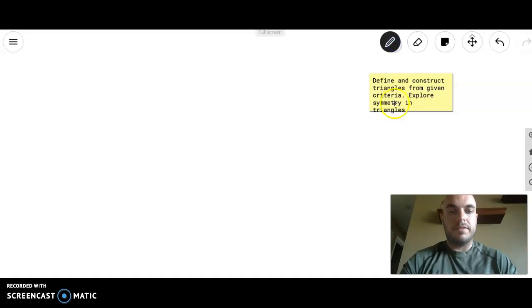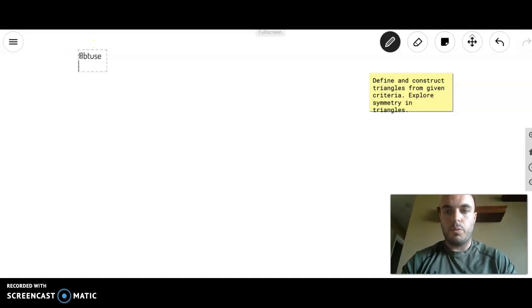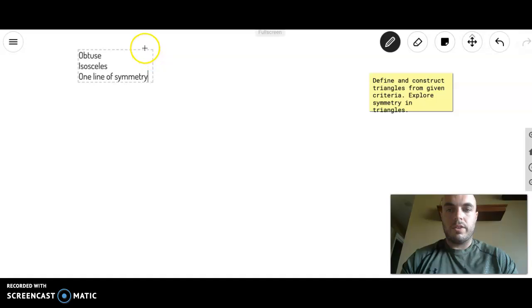I'm here today to go over our Zearn Lesson 14 lesson. Our objective today is to define and construct triangles from given criteria and explore symmetry in triangles. Today we're going to look at how we can create a triangle that we want to be, first, obtuse. We also want it to be isosceles, and we also want it to have one line of symmetry. These are all the things that we're going to need to create today.